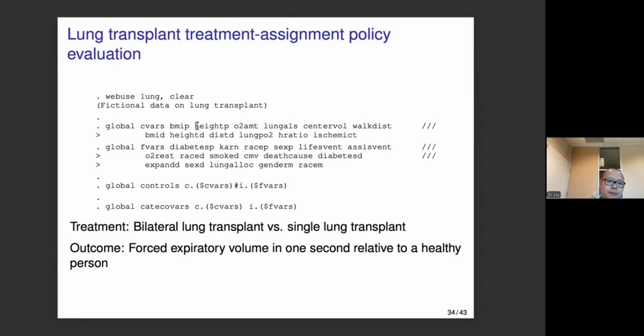Here is one example. It's an example of lung transplant. The treatment is that we have different lung transplant possibilities. One is we transplant both lungs, which is a bilateral lung transplant, or we just transplant one lung, a single lung transplant. The outcome is the forced expiratory volume in 1 second relative to a healthy person's. And as before, we define some variables to indicate the CATE covariates and control variables.